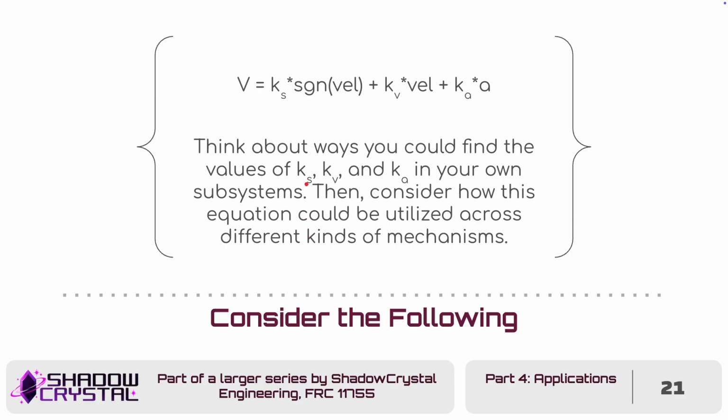Now, one last question. Think about ways that you could potentially empirically derive estimations for these three constants. And then consider the value of these three constants across different mechanisms. Perhaps consider the last mechanism you've CADed or the last mechanism you saw in a robot reveal, and think about how feed-forward might be applied. Feel free to share this in the chat.